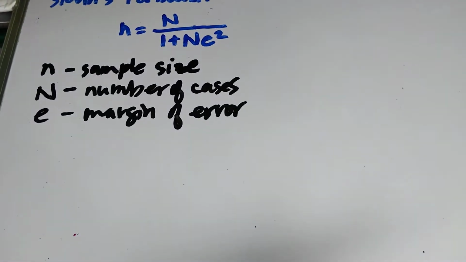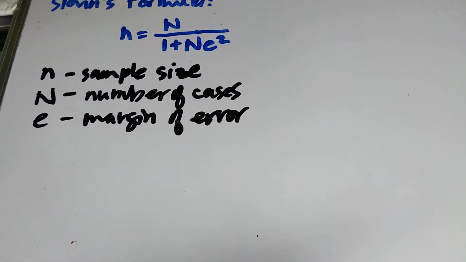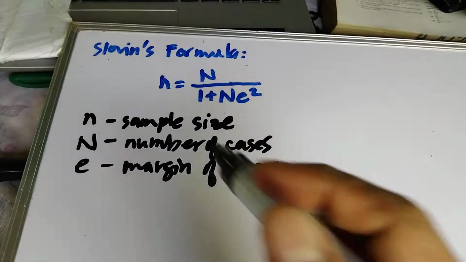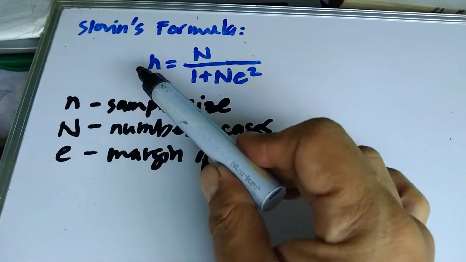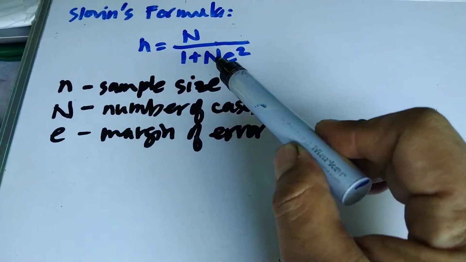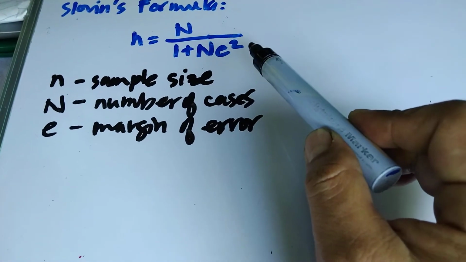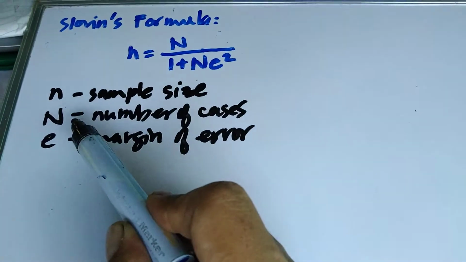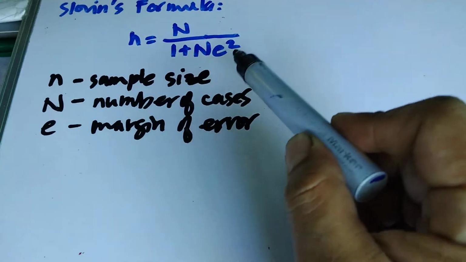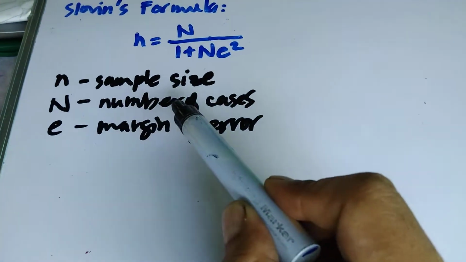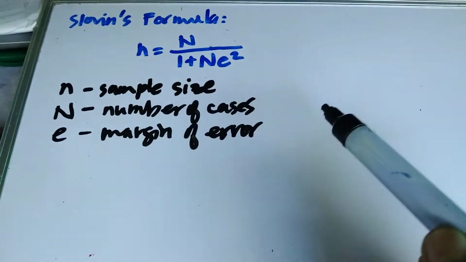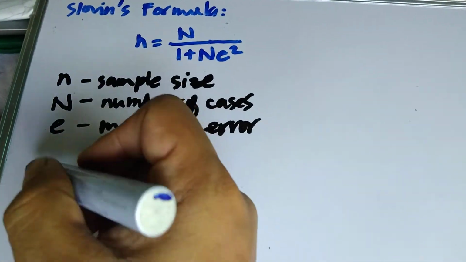Okay, we are now going to compute using Slovin's formula. Here, we're given Slovin's formula: n is equal to capital N all over 1 plus capital N e to the power of 2. We define that our small n here is the sample size. To compute the sample size, your capital N is the number of cases and your e is the margin of error.